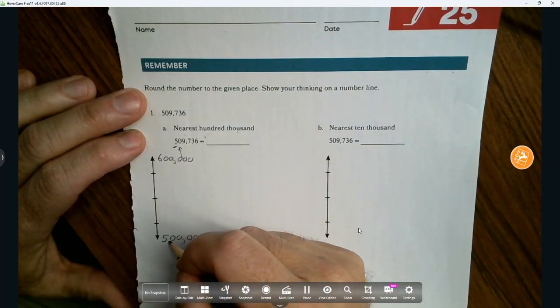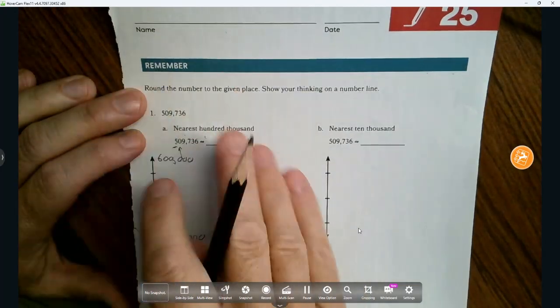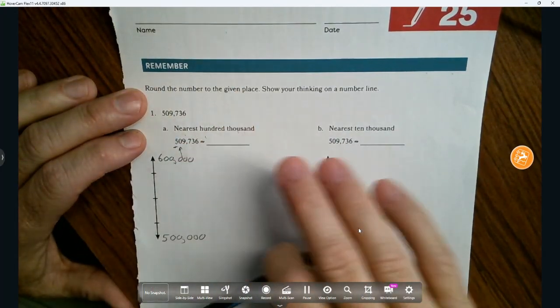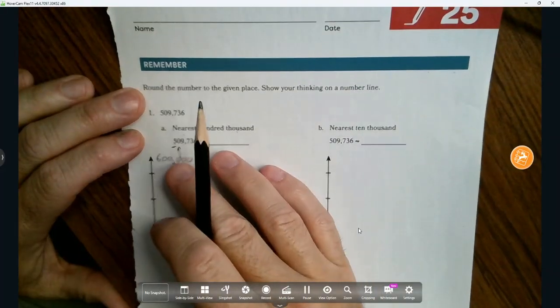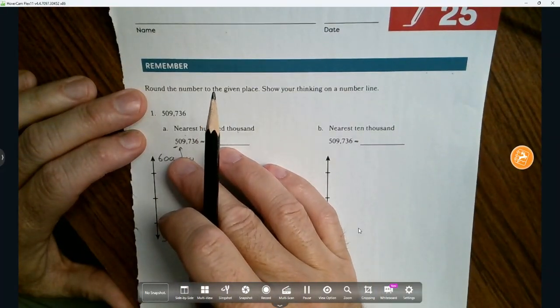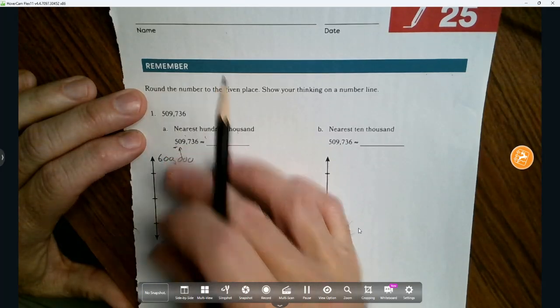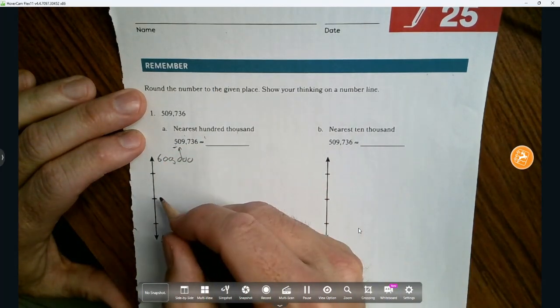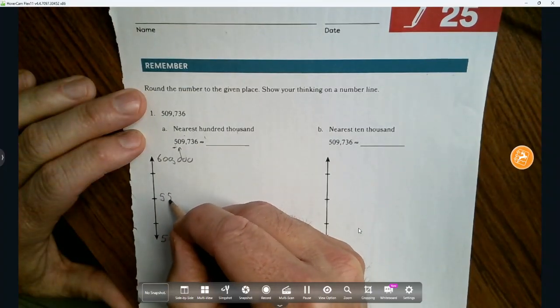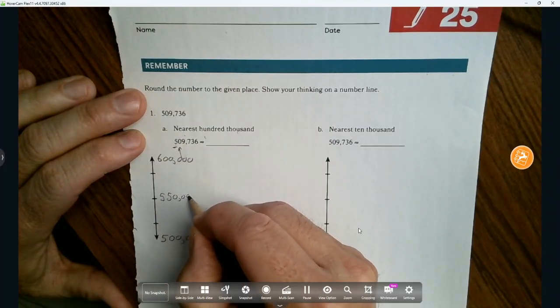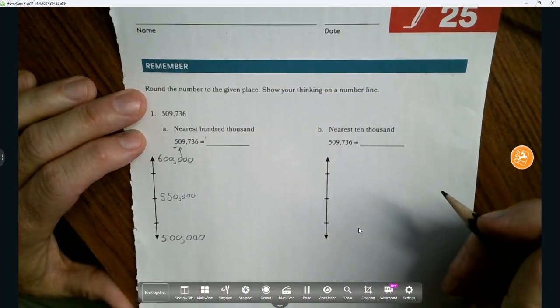What's halfway between? If we look at it like this, say this is 600 you're looking at and 500. What's halfway between 600 and 500? What's halfway between 60 and 50? Okay, that would be 5, 5, 0. 0, 0, 0. All right.